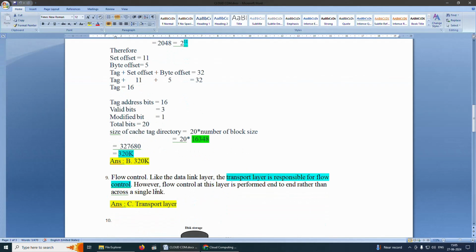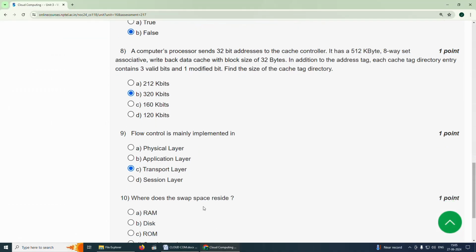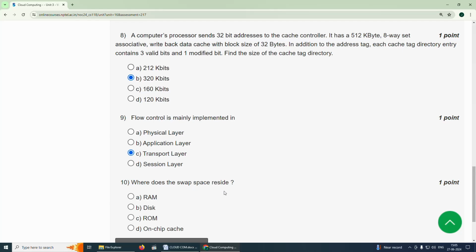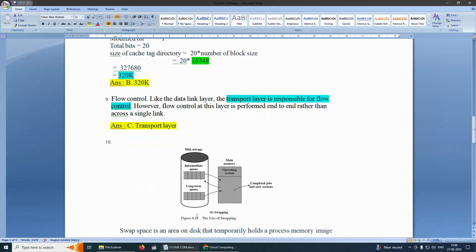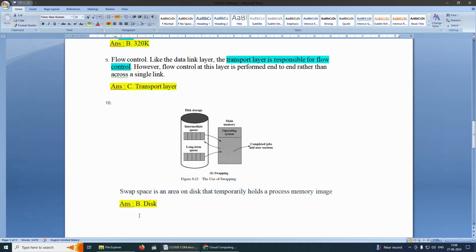Like the data link layer, the transport layer is responsible for flow control. So the answer is option C, transport layer. Last question, where does the swap space reside? This diagram shows the use of swapping. Disk storage is shown here. Swap space is an area of the disk that temporarily holds a process memory image. So the answer is option B, disk.